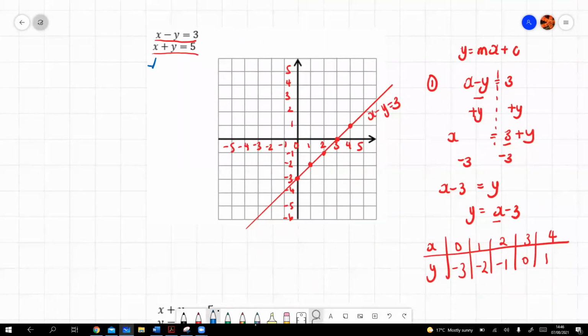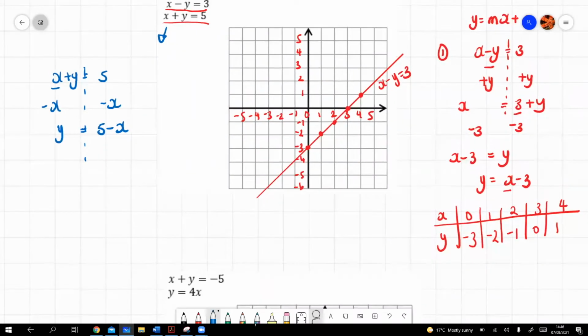This one here, we are going to rearrange. So I have got x plus y equals 5. I want y equals, so I'm just going to get rid of this x here. The y is positive, so I don't need to do anything with it. Minus x, minus x. I'm left with x take x is nothing. y equals 5 minus x. I can now draw my table.